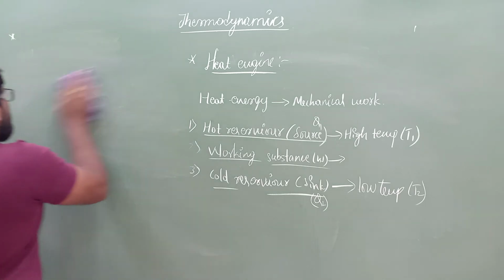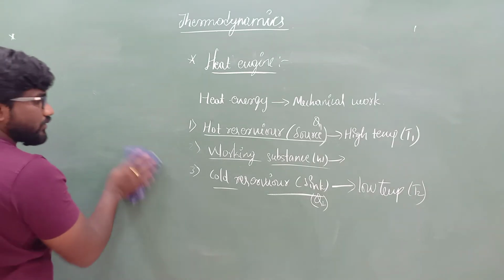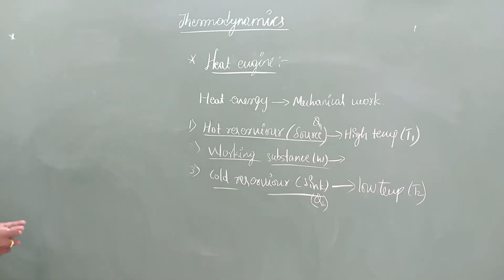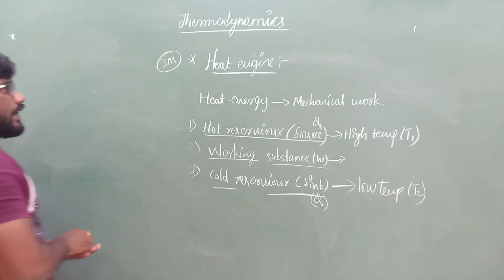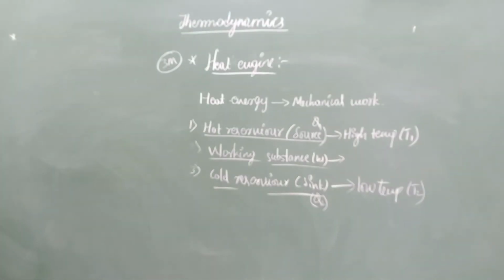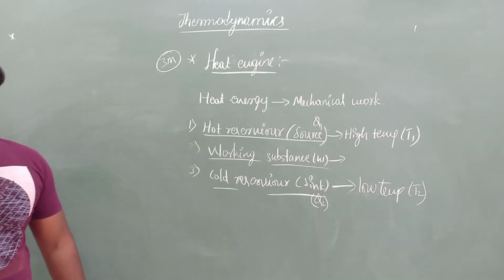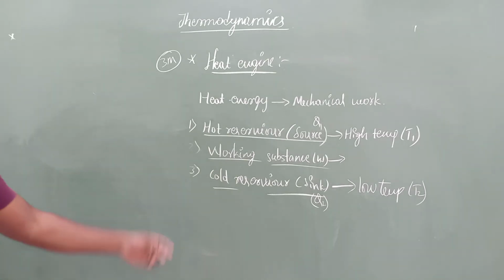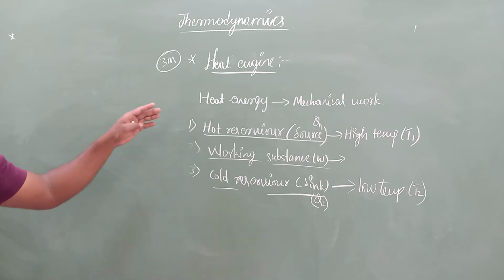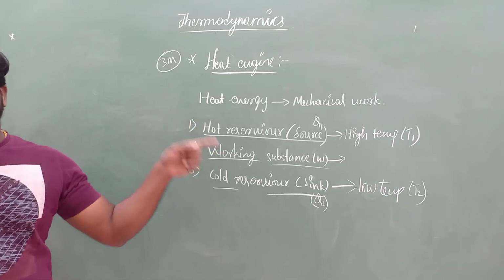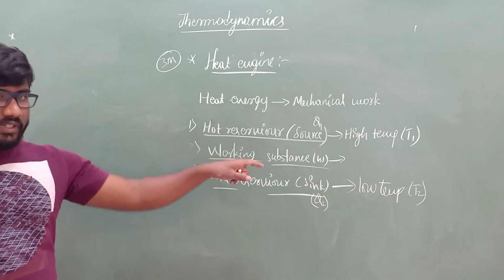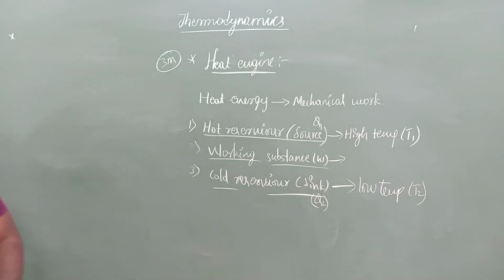See, this is one of the important topics. They may ask in your exam for 3 marks. So this is a 3-mark question: what is a heat engine and explain the working of a heat engine? They may ask like that. Or write the different parts of a heat engine. What are the different parts of a heat engine? You can write hot reservoir or source, working substance, and sink. Then what is the working, sir? How does it work? I'll tell you.